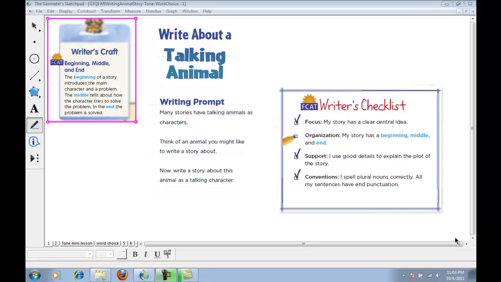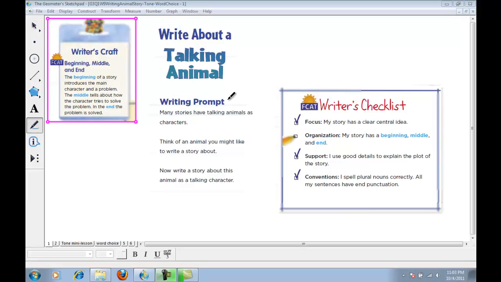In this lesson, you're going to write about a talking animal. We're going to be looking at writing a story this week with the beginning, middle, and end. The beginning of a story introduces the main character and a problem. The middle tells about how the character tries to solve the problem, and in the end, the problem is solved.